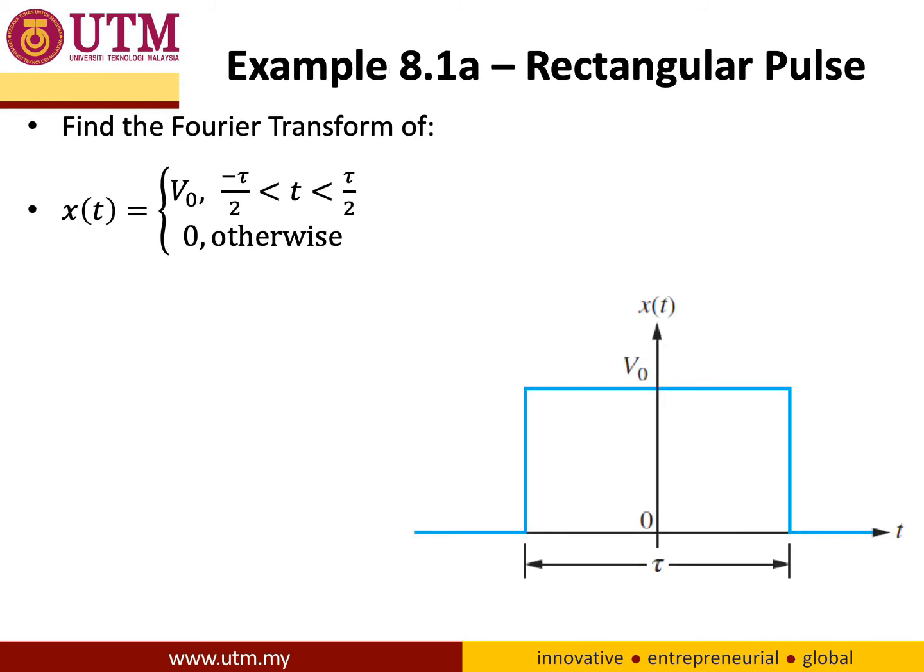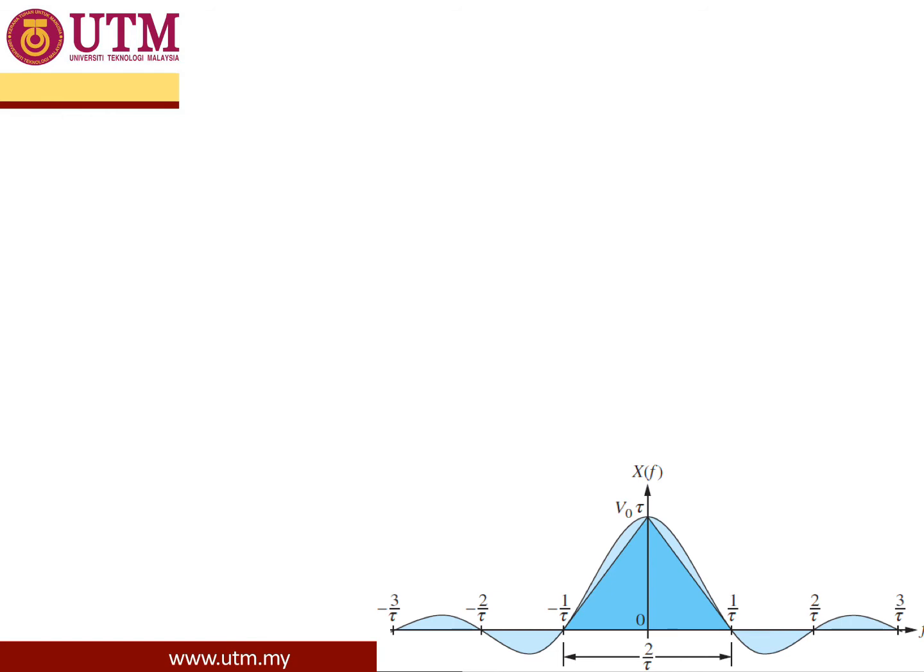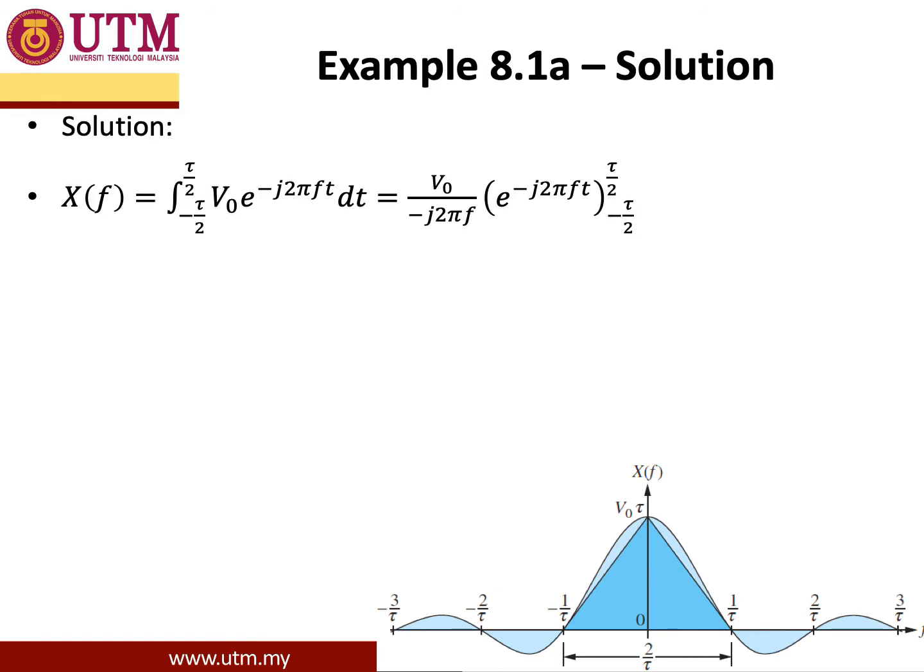To illustrate the concept of Fourier transform, let us start with the Fourier transform for the rectangular pulse. The rectangular pulse is given by the equation in time domain as x(t) equal to V naught from t minus tau over 2 to tau over 2 and 0 otherwise, and the signal is represented in the figure shown in the slide. So we proceed with the solution.